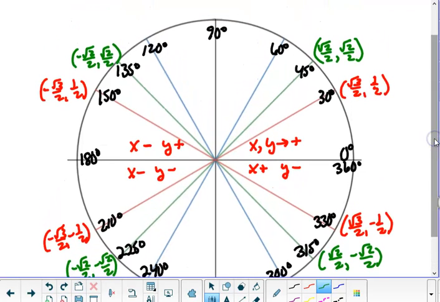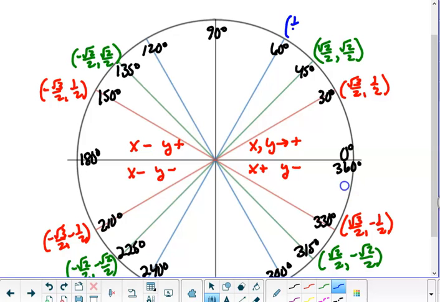Okay, 60 degrees now. Notice at 45, x and y were both the same distance. Okay, we went over in the x direction, up in the y direction, same amount each time. At 60, we're going to go a shorter amount in the x direction, a taller amount in the y direction.